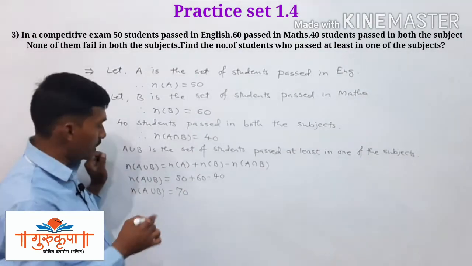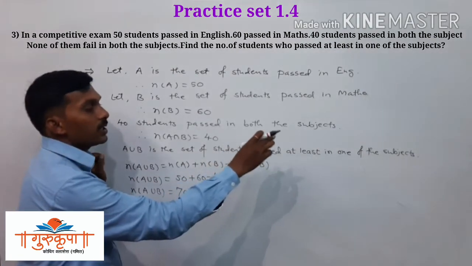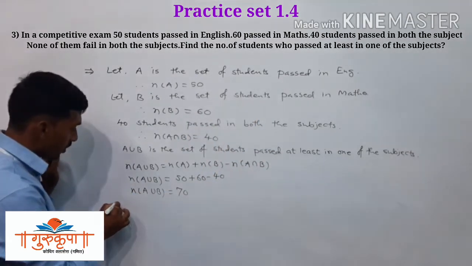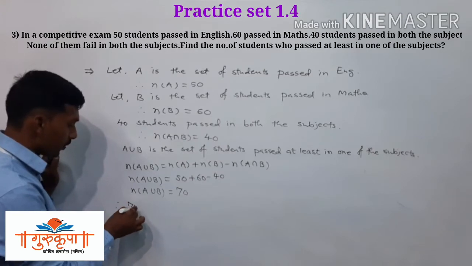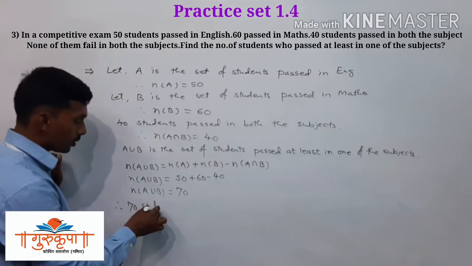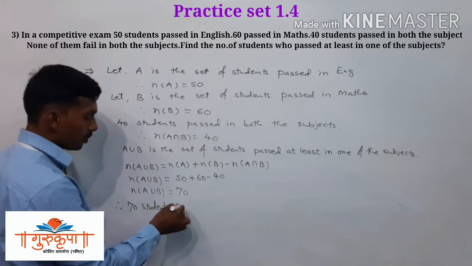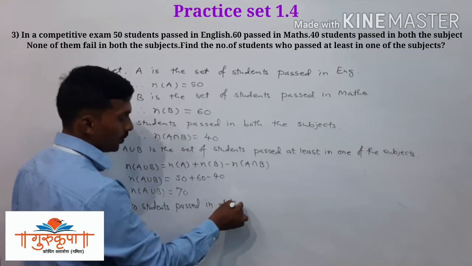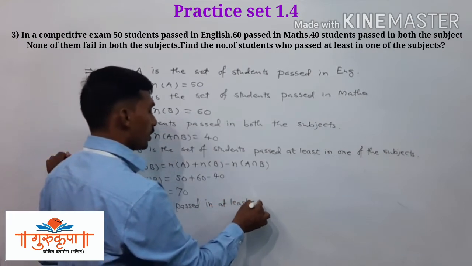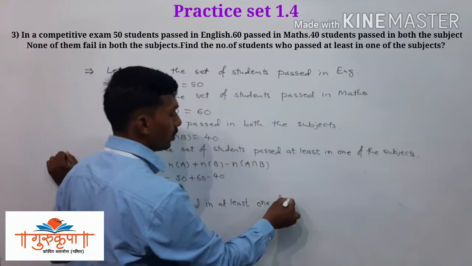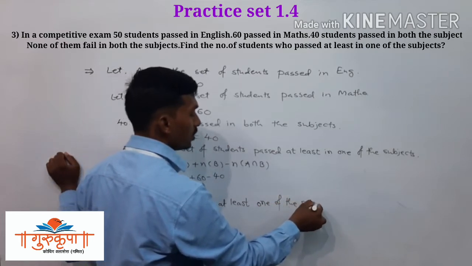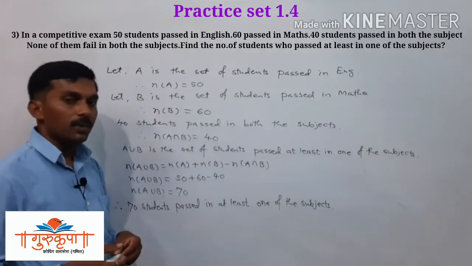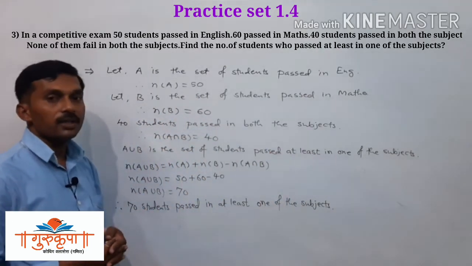This is the number of students who passed in at least one of the subjects. So here we will write the answer in words. Therefore, 70 students passed in at least one of the subjects. Here we complete the third question from the practice set 1.4.